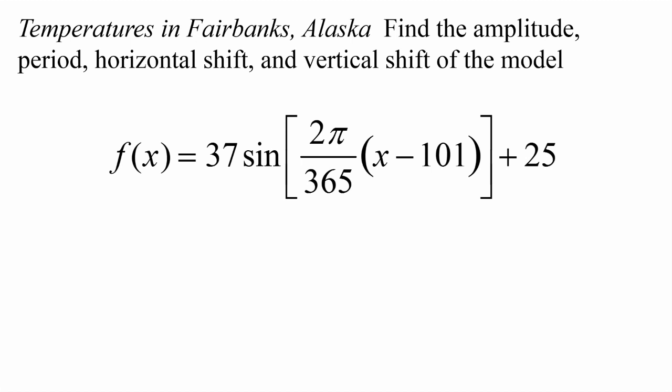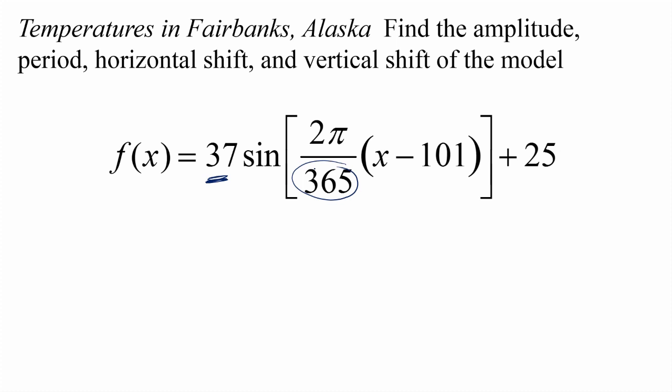Let's start with the amplitude. Here our a value is positive 37. The absolute value of that is 37, so the amplitude is 37. The period is equal to 2 pi over the absolute value of b. Here b is 2 pi over 365, so the period is 365.